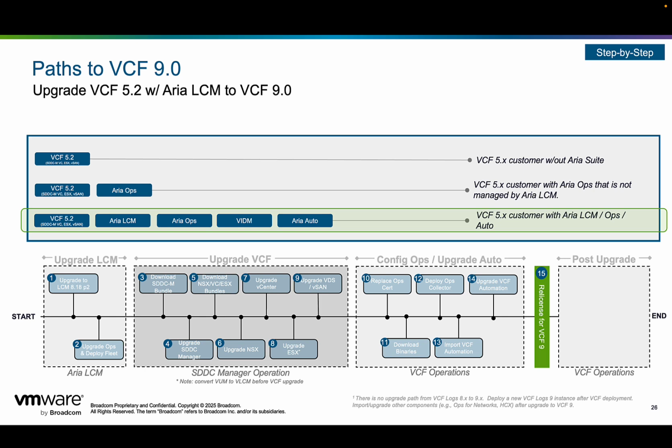At this point, we can move on to post-upgrade activities, such as deploying an instance of VCF logs, deploying an external VIDB, configuring VCF SSO, enabling vCenter linking, or deploying other components such as Operations for Networks or HCX.